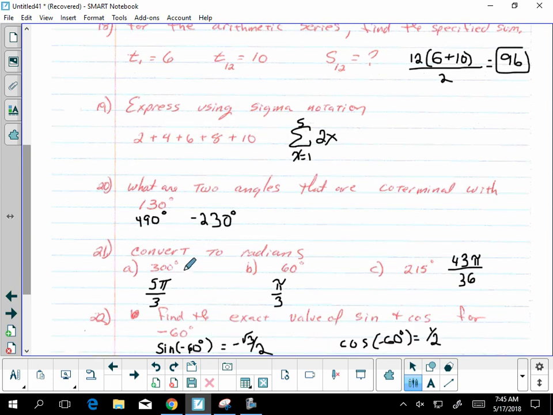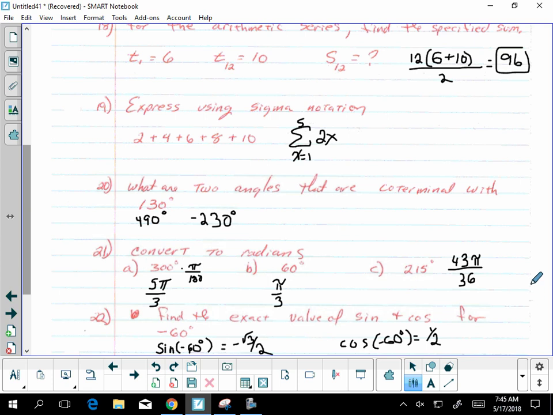To convert to radians, you're going to multiply by pi over 180. So I got 5 pi over 3. This one doesn't come out to be a nice pretty number. It's 43 pi over 36.